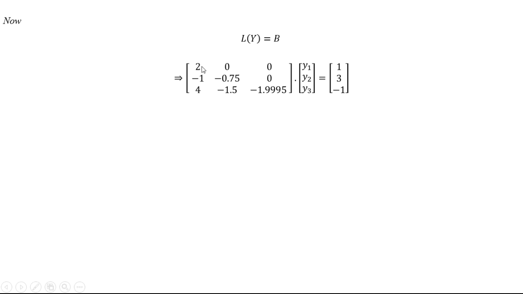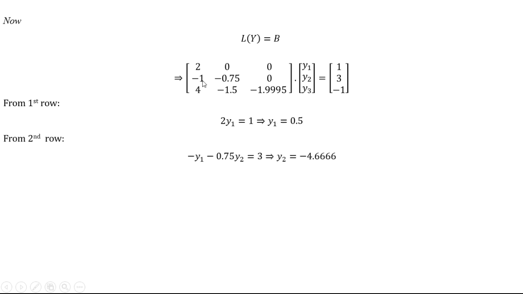Now, from where will we get the value of y1? From the first row of this system, Ly is equal to b, we will get 2y1 is equal to 1, which implies that the value of y1 is 0.5.